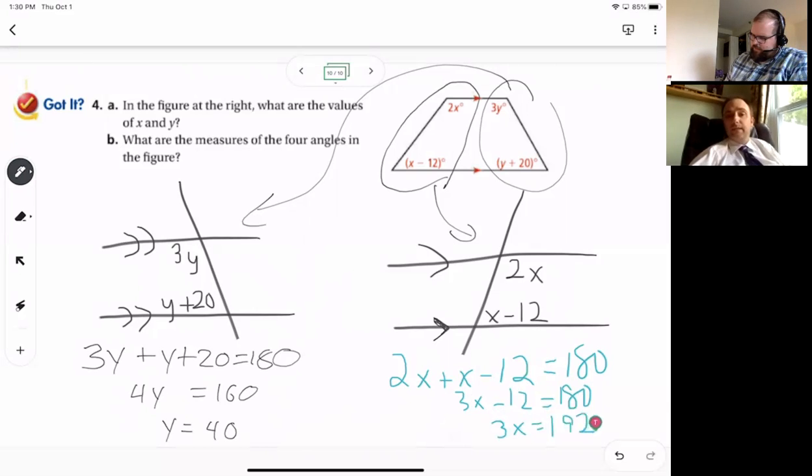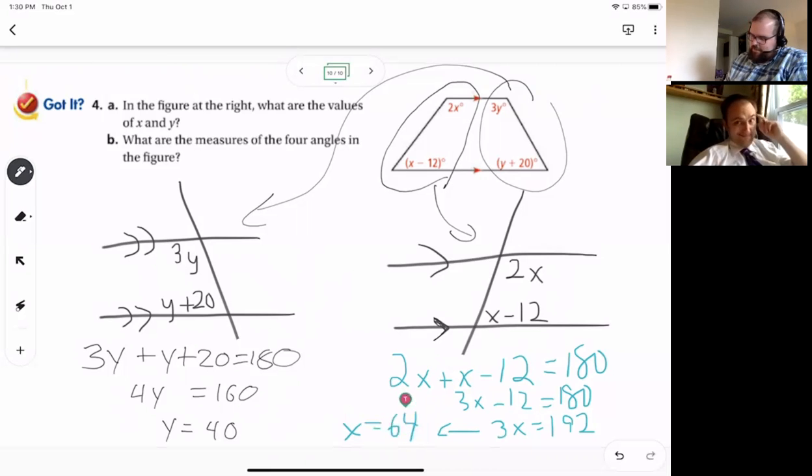And I'm doing the same thing. 2x plus x minus 12 equals 180. 3x minus 12 is 180. Sorry, I forgot what I was doing. And then 3x equals 192. And if I divide by 3, I'll get that x is 64.